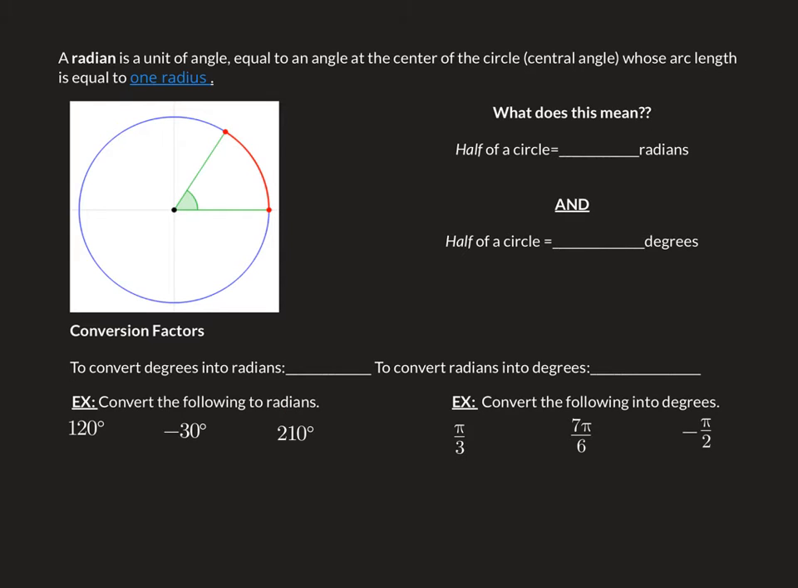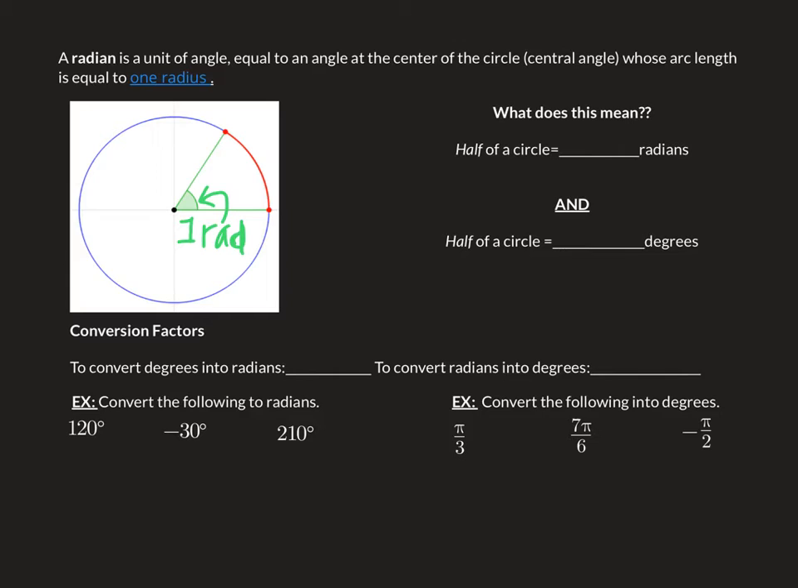Okay, so I have the directions here. It says 1 radian is a unit of an angle equal to an angle at the center of the circle, the central angle, whose arc length is equal to 1 radius. So this dimension right here is equal to 1 radian. I'm going to write that in green. 1 radian is this angle right here. Okay. So let's think about what this means.